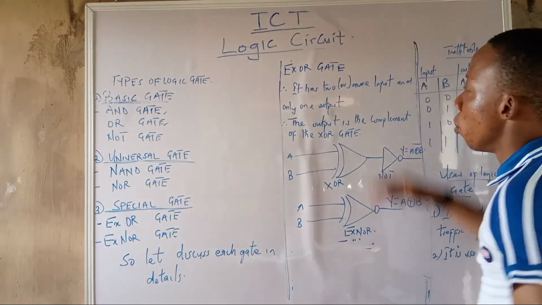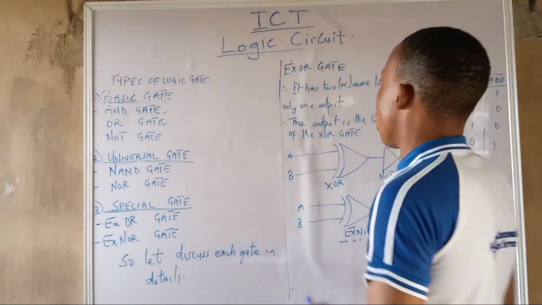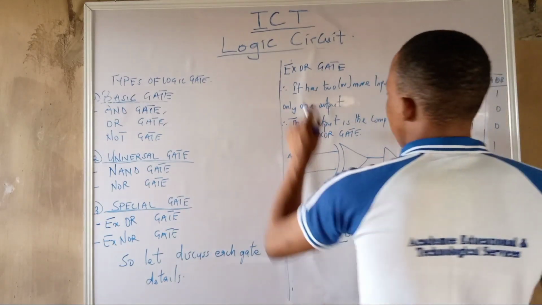Now we move to the last part of the special gates, which is the XNOR gate.